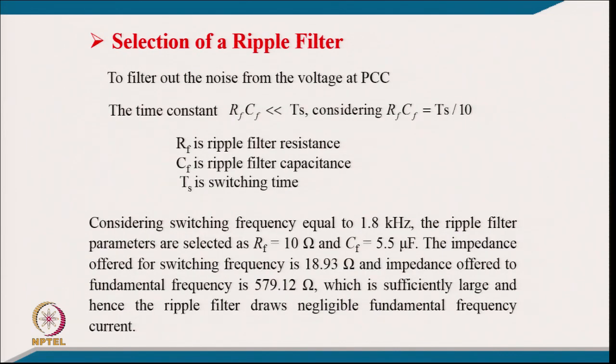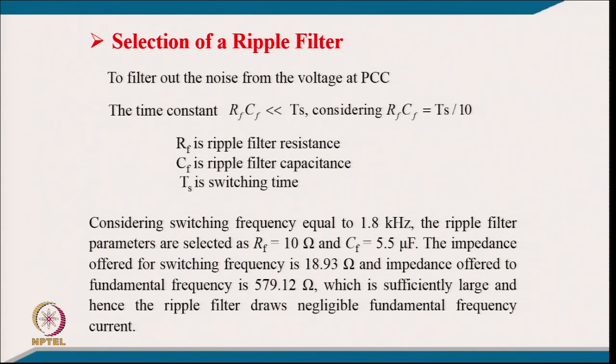Now, to filter the noise from the voltage at the PCC because of switching of the voltage source inverter, the time constant of the RC filter should be much less than the switching period. RF is the filter resistance, CF is the filter capacitance and TS the switching period. Considering a switching frequency of 1.8 kilohertz, R equal to 10 and CF 5.5, the impedance at the switching frequency is 18.92 and the impedance at the fundamental frequency is 579.12, which is substantially large. Hence the ripple filter draws a negligible fundamental current, and thus the losses are small, because it will be a very small milliampere current.